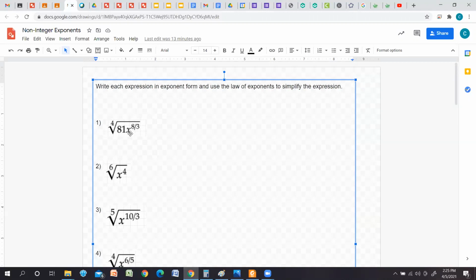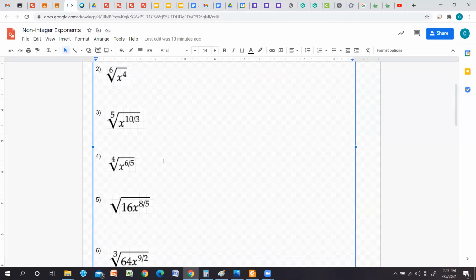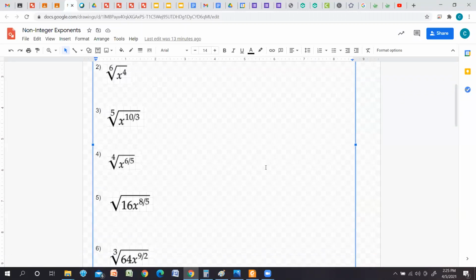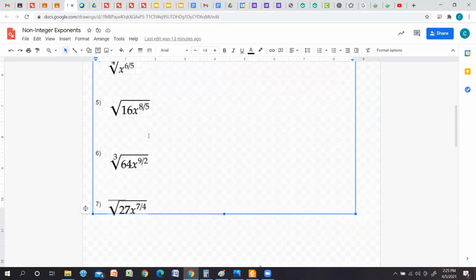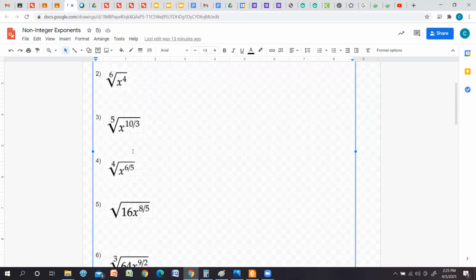So I'm going to work through number one. There should be enough space over here to solve it. Actually, I'll re-edit it and put some more space in between each expression.